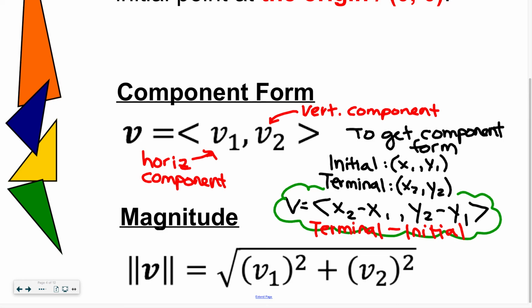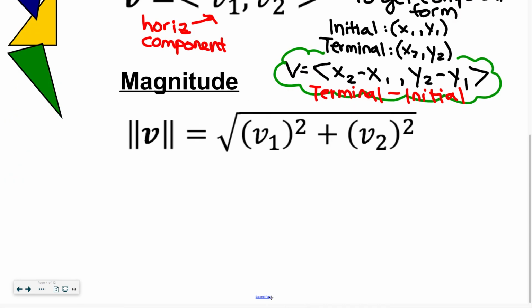Now, to make sure that you have your vector going in the correct direction, you have to do your subtraction terminal minus initial. So notice I have my x sub 2 in the front there, minus x sub 1, and y sub 2 minus y sub 1. If you subtract in the other direction, x sub 1 minus x sub 2, your vector will be going in the wrong direction.